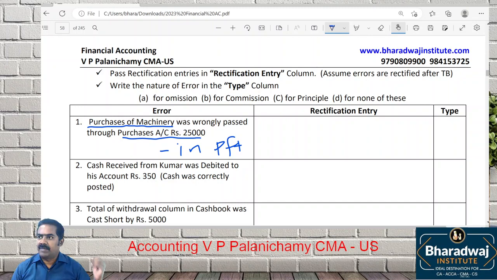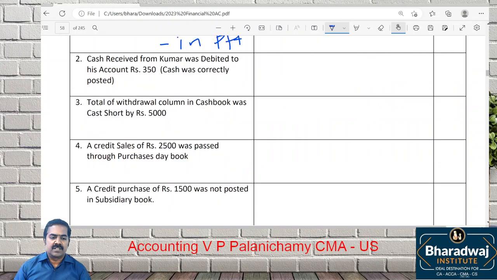Asset should go to the balance sheet. But when you record it in purchases, it will come to the P&L account. Because of that, what will happen? When you record a wrong expense, profit will come down. Decrease in profit. Cash receipt from Kumar was debited to his account as 350.